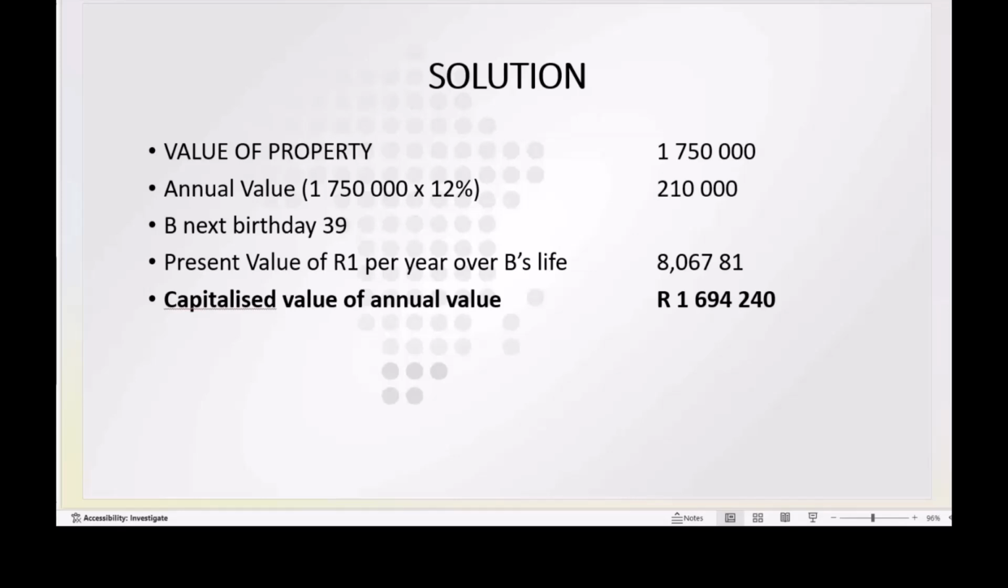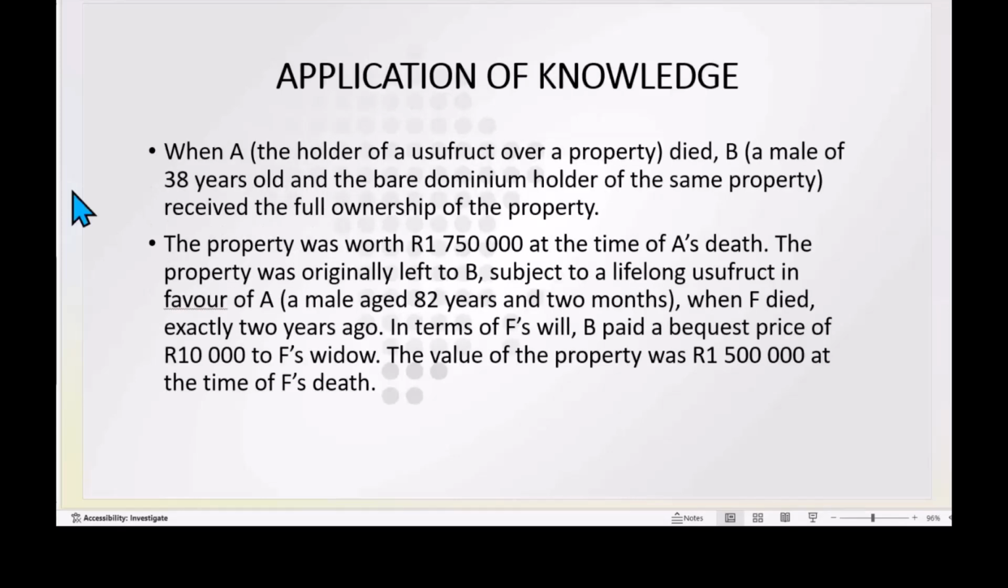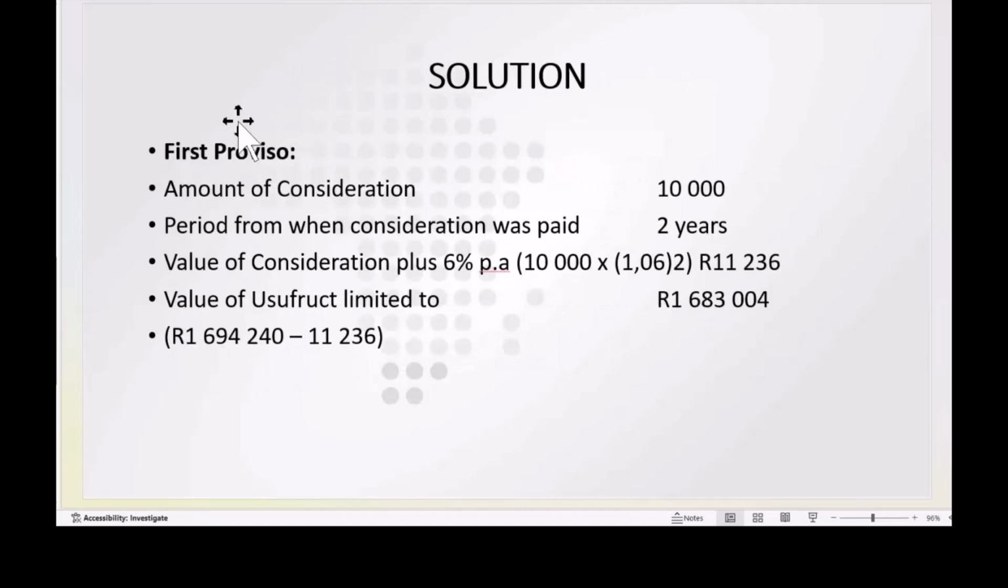Okay, so you would look at the information that you have available to you. So if they hadn't said that at the time of F's death, B had to pay for the Bare Dominium, then you wouldn't have had to do the first proviso, because you wouldn't have paid anything. But in this instance, he had to pay the 10,000 rand to F's widow. So you would have to do the first proviso. But if there is no amount that was paid, there was no bequest price that had to be paid, then you wouldn't have to do the first proviso.